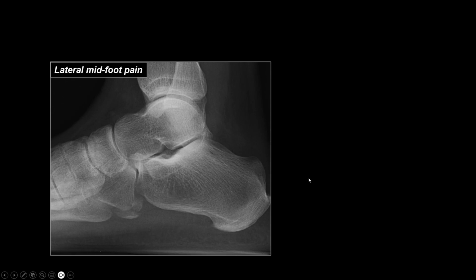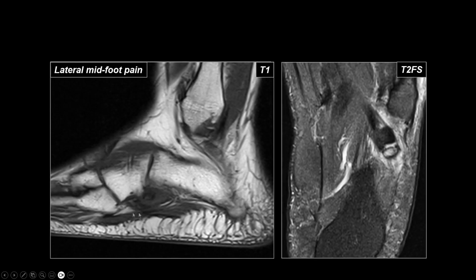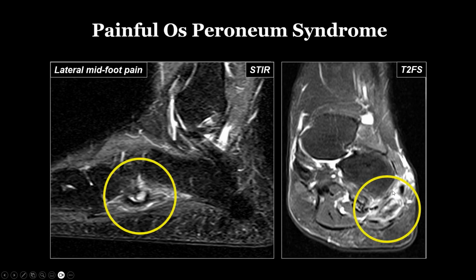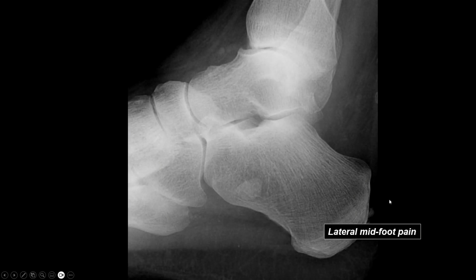All right, so here you have a bipartite os peroneum. Don't have it on the T1 because it's so dark. And this is a long axis view showing a lot of edema there. Here it is on the fat set T2 or STIR. And then here it is again. And this is that painful os peroneum syndrome or POPS syndrome. Okay, so that can be a cause for midfoot pain.